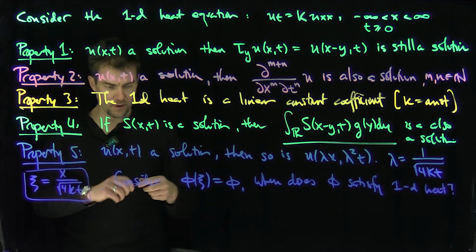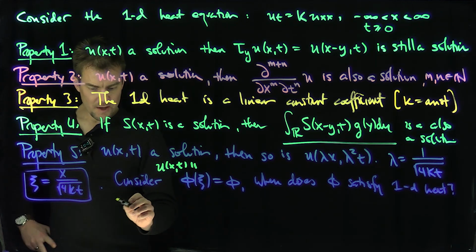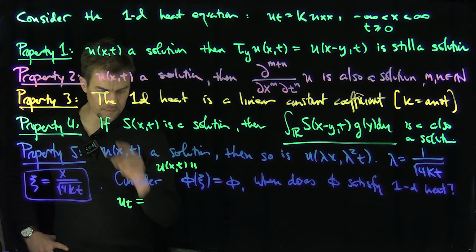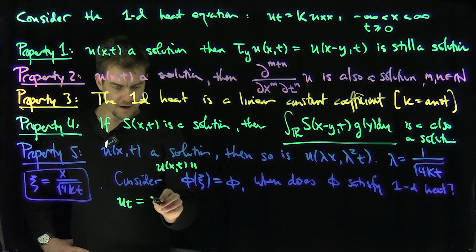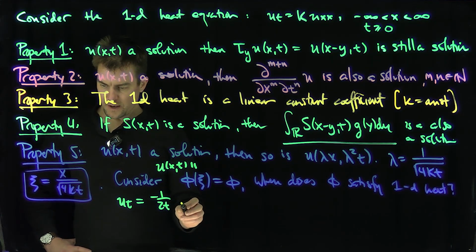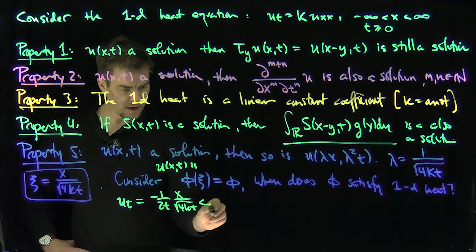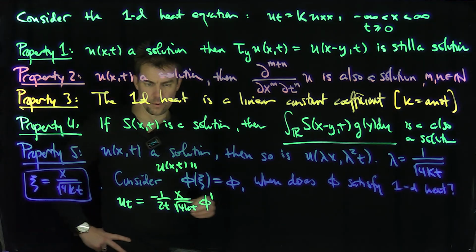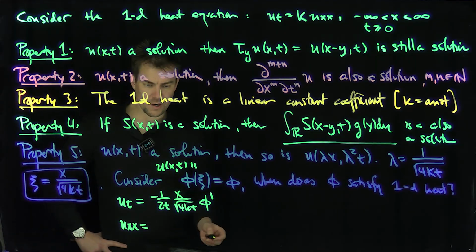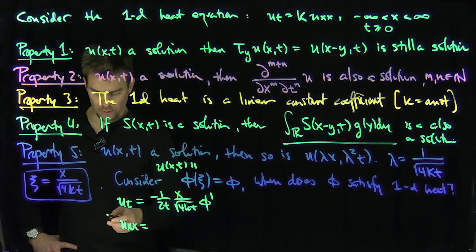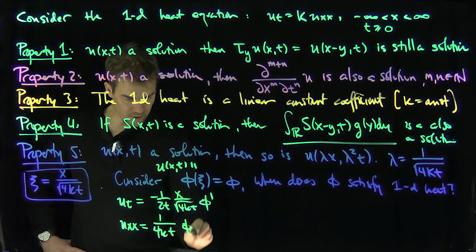So if I call this expression over here u of x and t, then what would ut be? Then ut over here is just going to be a negative 1/2, 1 over t, and then x over the square root of 4kt times phi prime, right? What would uxx be? Uxx would just be 1 over 4kt, phi double prime of xc.